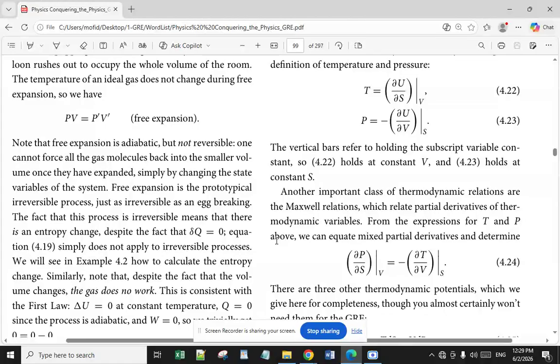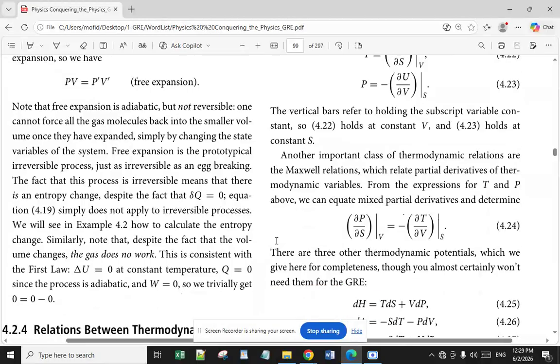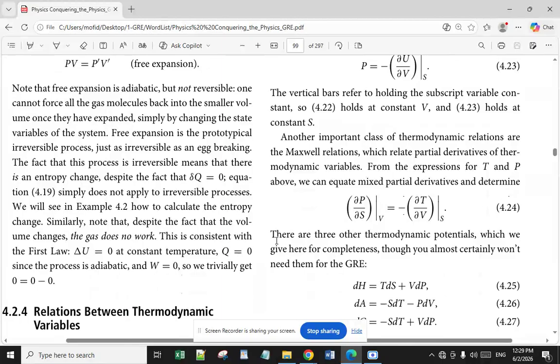Similarly, note that despite the fact that the volume changes, the gas does no work. This is consistent with the first law. Delta U is equal to zero at a constant temperature, Q is equal to zero since the process is adiabatic, and W is equal to zero. So we trivially get zero is equal to zero minus zero.